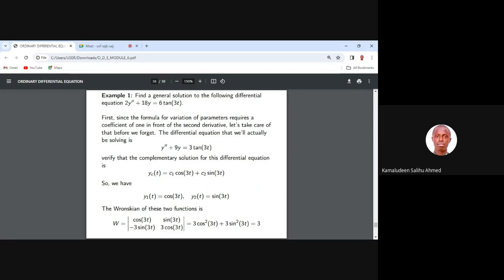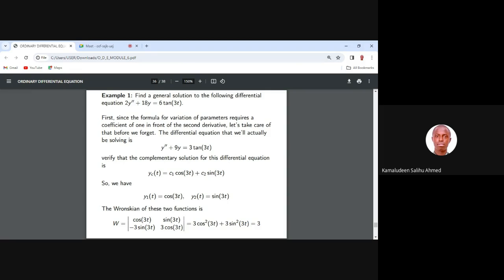Now you take the derivative of it. Taking the derivative of cos 3t, you have minus 3 sin 3t, because the derivative of cos will give you minus sine. The 3 that is outside comes from the chain rule: d/dt of cos 3t, you differentiate what is inside the bracket, which is 3t, and you have 3. That is why you have your 3 outside. The same thing applies to sin 3t also. 3 cos 3t is what we have.